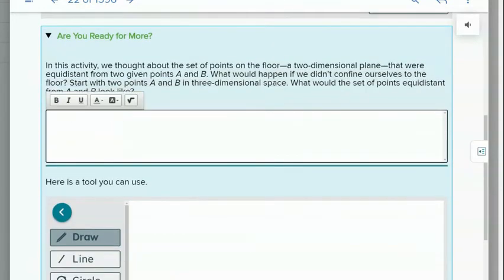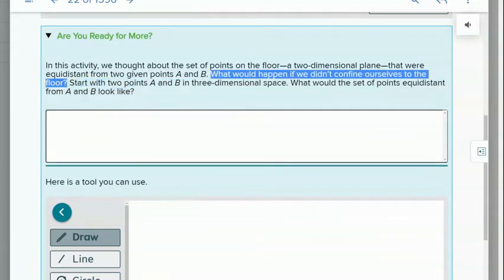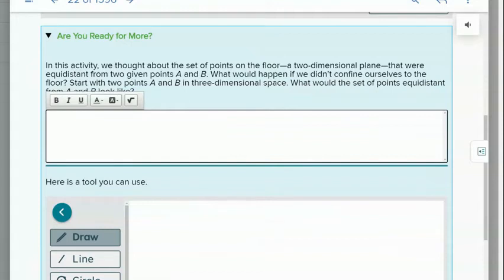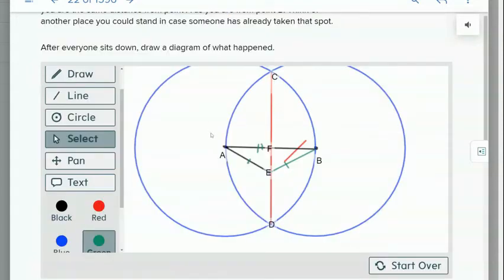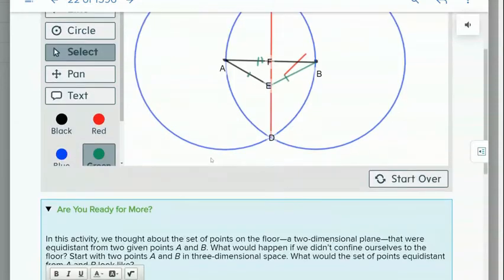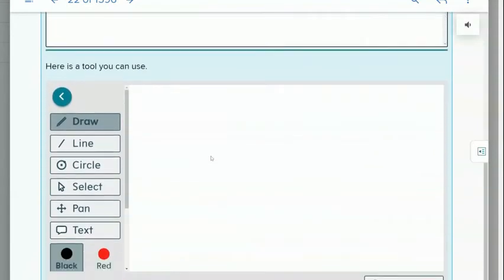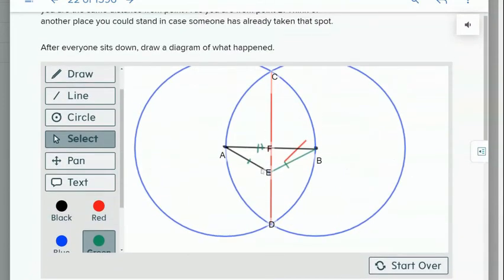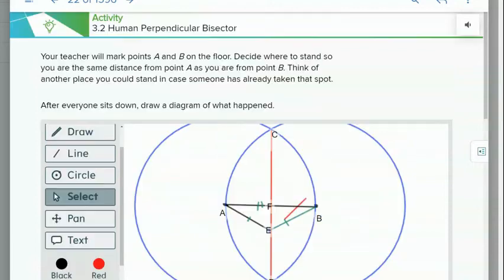So try to explain that at the very beginning. What would happen if we didn't confine ourselves to the floor? And then the other part of the question, what would the set of points equidistant from point A to B look like? Look at the image that we created. What do you see? What objects do you see? And here's a tool if you just want to go over it again. You don't have to. You could always use the picture or the construction that we had earlier.